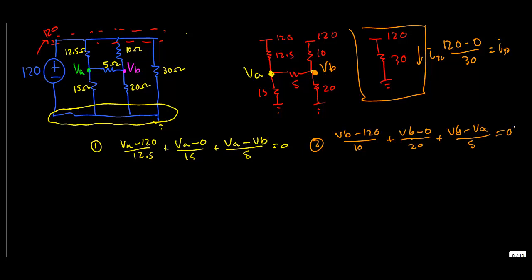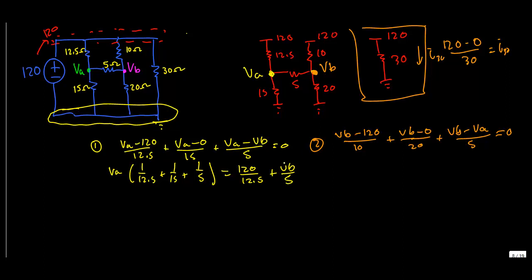So basically all we have to do is plug and chug, solve for one, and use mathematics in order to solve for the other. So we'll start with the first one. We can factor out VA. So basically we have 1 over 12.5 plus 1 over 15 plus 1 over 5. And then we can move the 120 over 12.5 and the VB over 5 to the right. So you got 120 over 12.5 plus VB over 5.